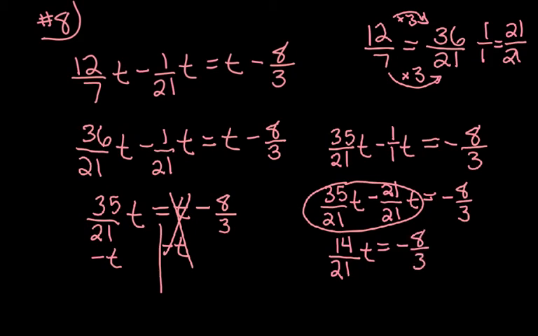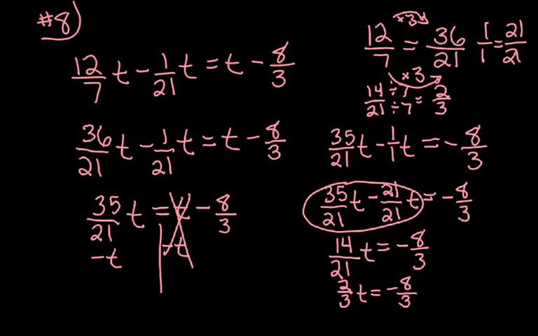Now I notice that I can simplify 14/21 because 7 will go into both of those. So 14/21 divide by 7 on top and on bottom, and I get 2/3. So now I have 2/3 t equals -8/3.